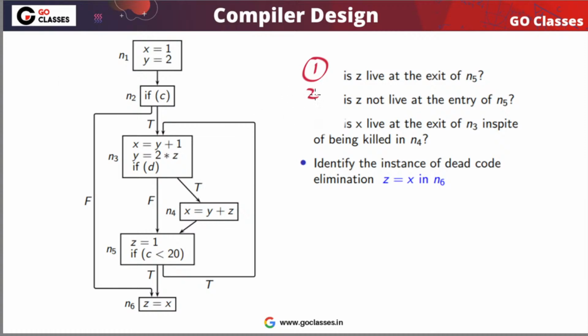These are the questions. The second question, the third question. So tell me what is the answer for the first question. Is Z live at the exit of node 5? Means here at the exit of node 5, here at this point, is A live? This is the question, correct? I am talking about the first question.